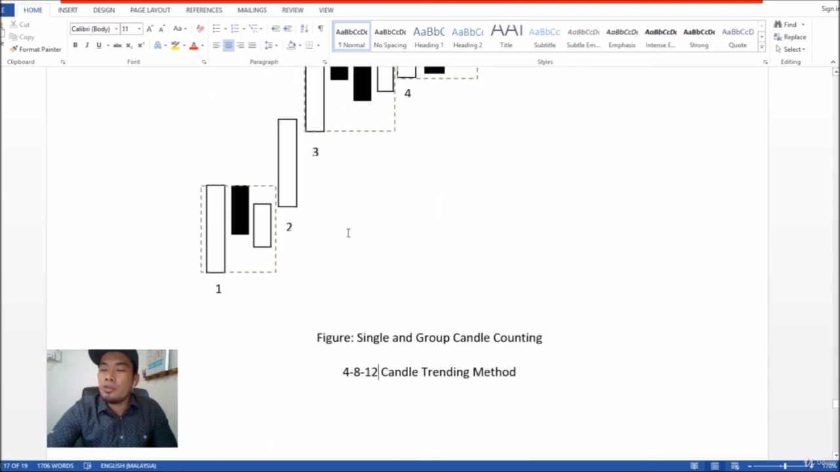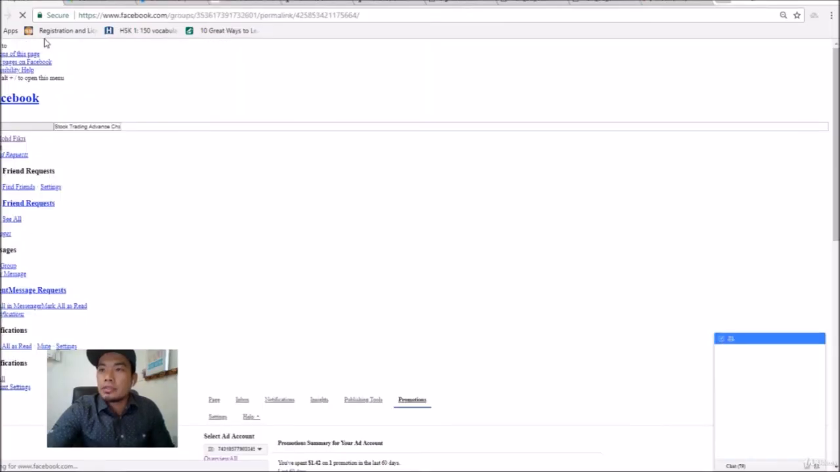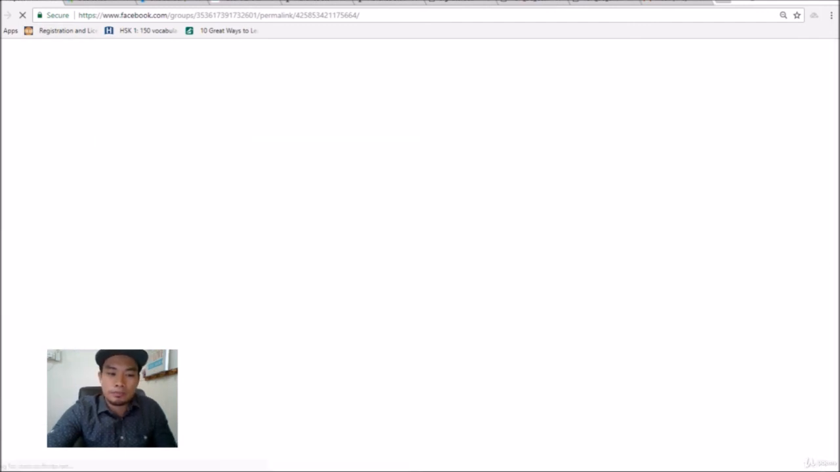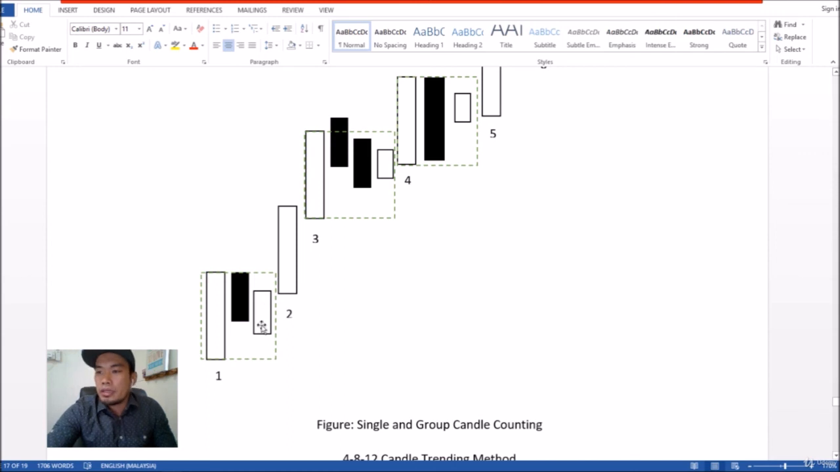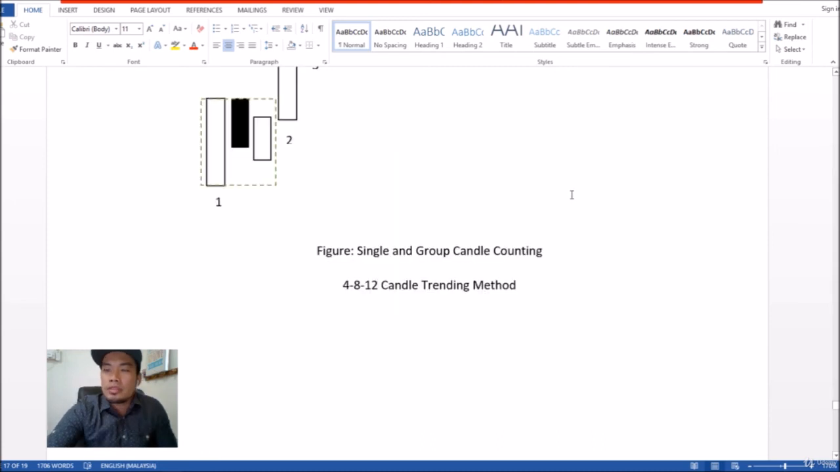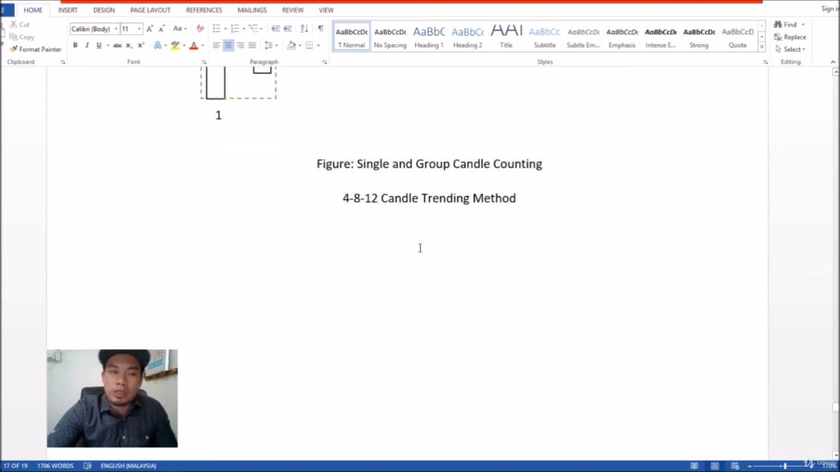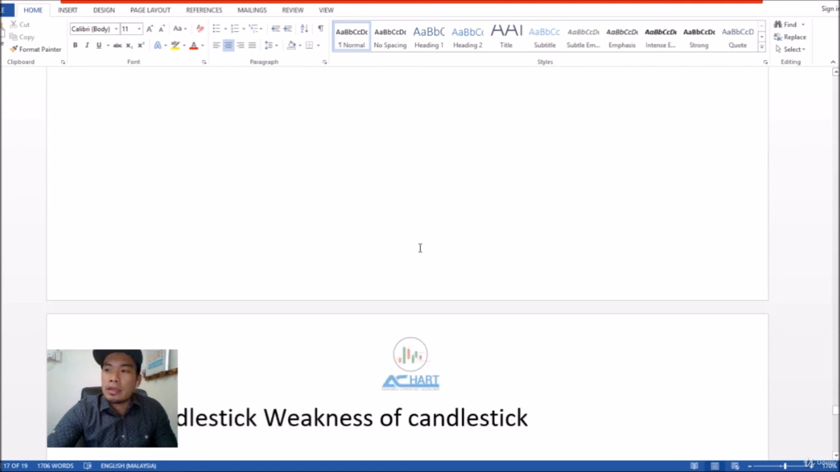And this is also how you can let your profit run. If you see this happening, 1, 2, 3, and 4, and 5 is forming, it's likely to go to X. This is the best way you can use candles to predict trend. In other methods, you can't predict the trend of the market.